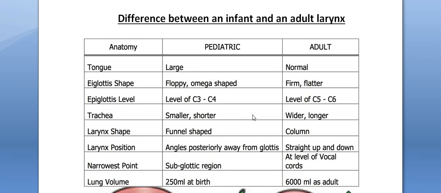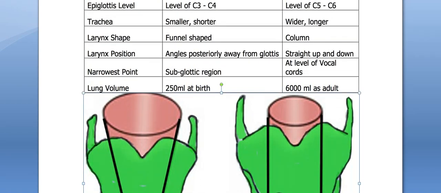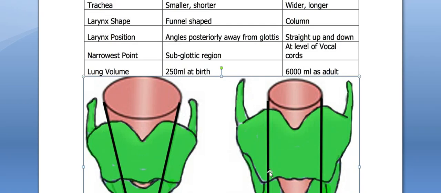Larynx, oral larynx, if you see this, it's almost the laryngeal outlet, you can make out it's cylindrical in adult, whereas in child it's funnel shape. The laryngeal cavity is like a funnel shape. So especially the infraglottic portion can easily get compressed because of this reason. Okay, so the larynx shape in adult is cylindrical or like a column, and in pediatric it is funnel shape.